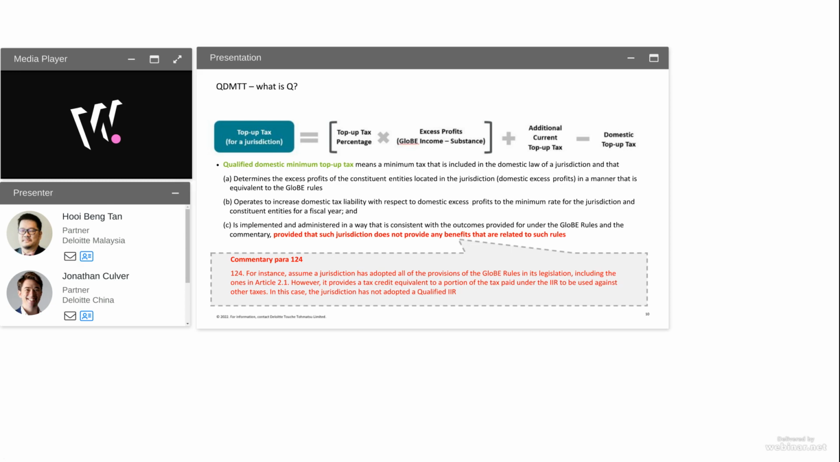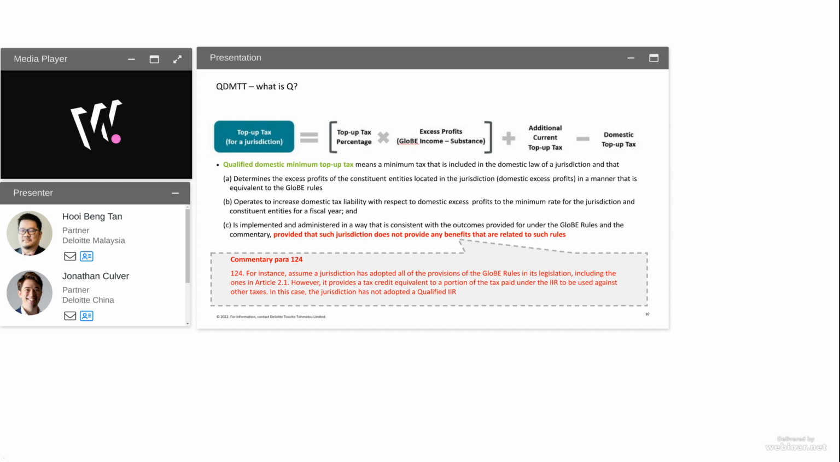So that's the concept. Now, in terms of what a qualifying domestic minimum top-up tax is, you have the definition here up on the screen. It's basically a tax which is equivalent to the Globe rules, right? And it's to be implemented and administered in a way which is consistent with the Globe rules. So it's effectively like a domestic implementation of the Globe rules. And so therefore, from a policy perspective, it should really result in that same 15% ETR arising in a particular jurisdiction.